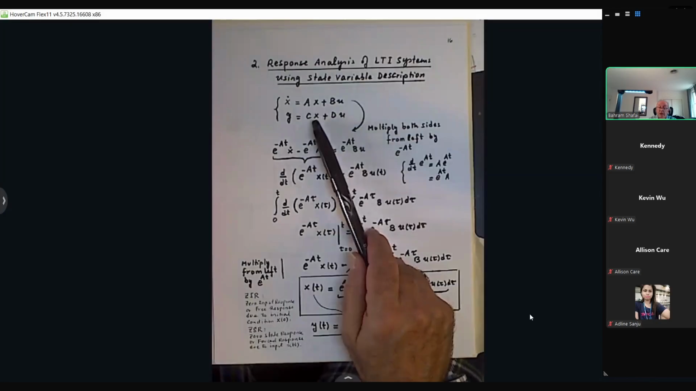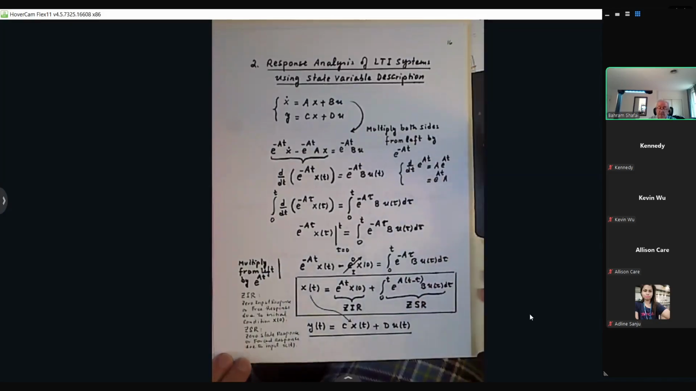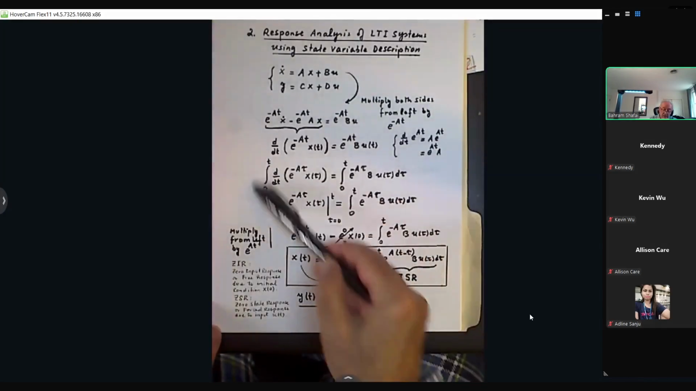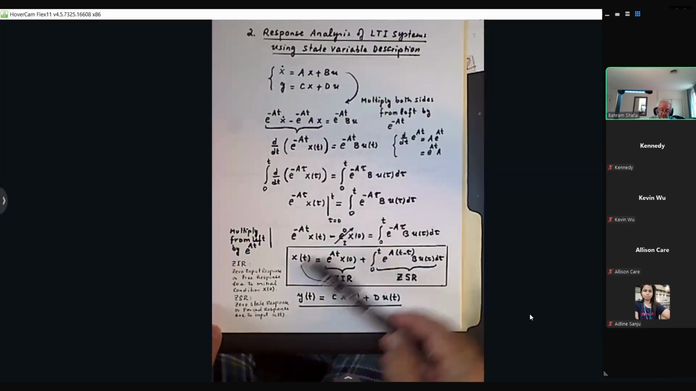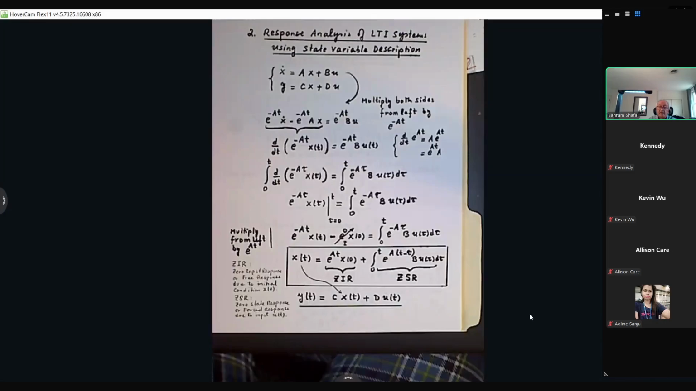For that case, you have the state equation in this format, and we have two responses. One is called the zero input response. The other one is the zero state response. I'm not going to go over how I derived the state response x of t. You can actually look at it from here. There's a derivation that I put for you here.